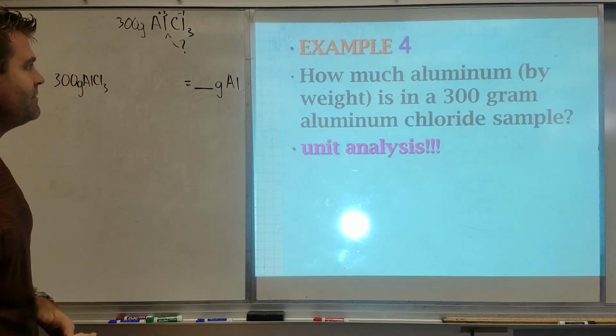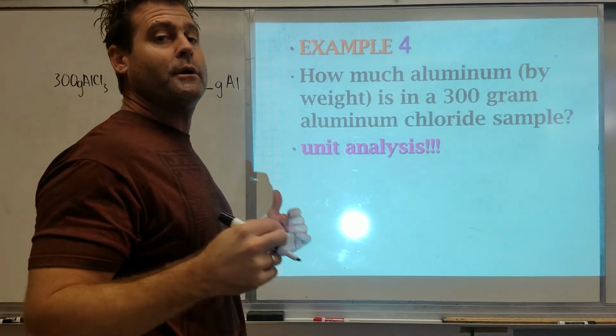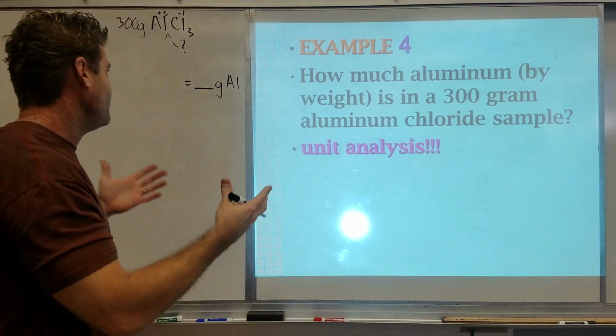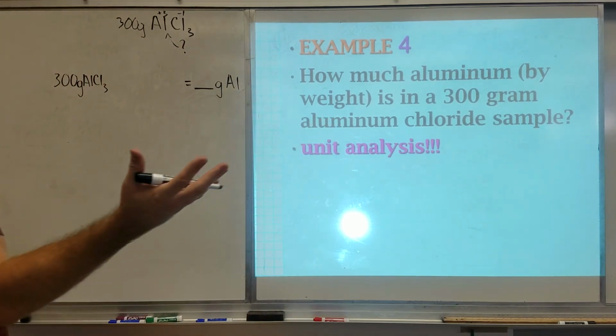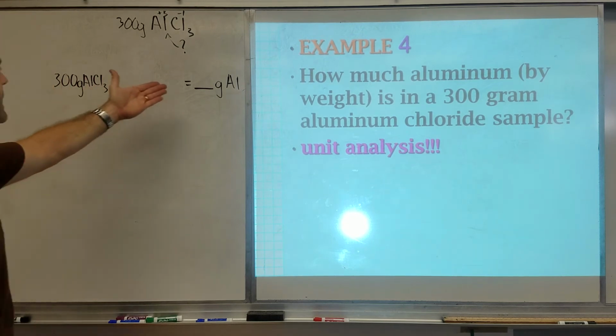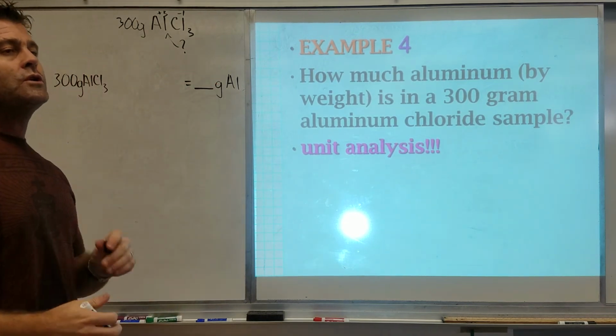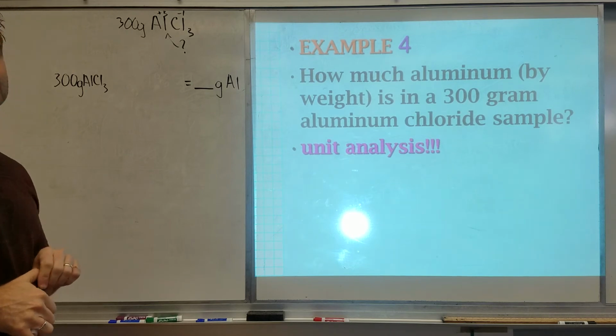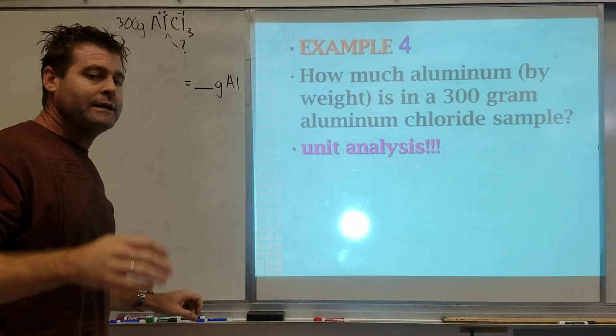Now this one's kind of tough because unlike the previous one, where we were able to use information from the previous problem, what else do we have here? This is all I've got. I've got 300 grams of aluminum chloride. I want to know how many grams of aluminum. What you could do is use molar masses. That would give you a relationship.